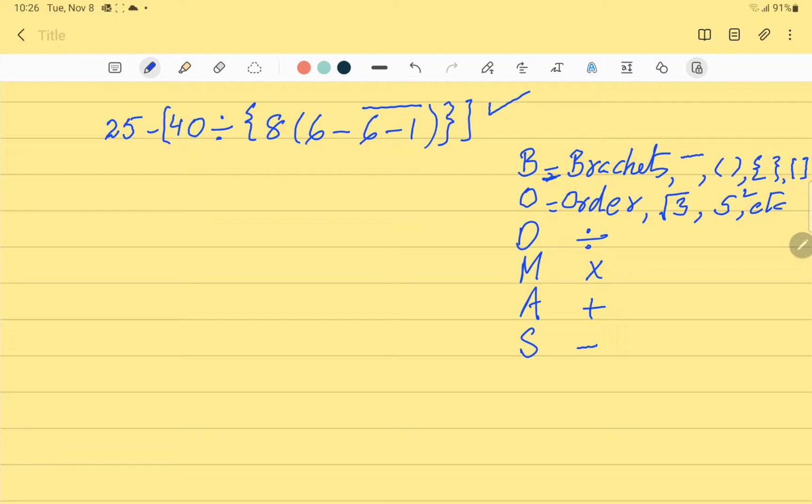So whenever we want to solve any arithmetic expression, we have to follow the same sequence. In an expression, first of all we have to solve brackets, then order, then we have to solve division signs, then multiplication, then addition and then subtraction.